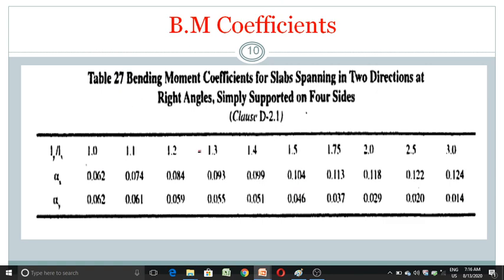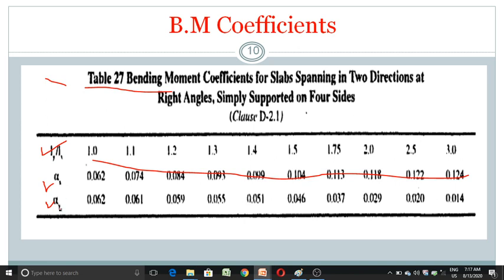Then we go for the coefficient of bending moment. When we are designing torsion restrained slabs, we use Table 26 for calculating bending moment coefficients according to IS 456-2000. But here, for calculating bending moment coefficients, we are using Table 27 of IS 456-2000, and these coefficient values depend upon the Ly by Lx ratio. For different Ly by Lx ratios, here we have 1, 2 up to 3, and these are the alpha x and alpha y values. So based on the Ly by Lx ratio, we have to find alpha x and alpha y.